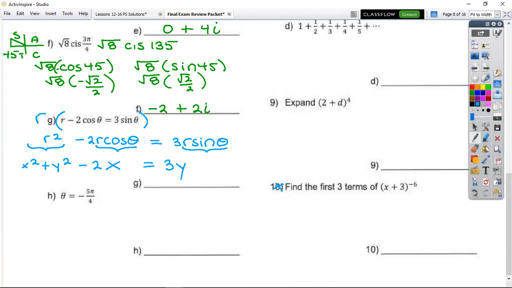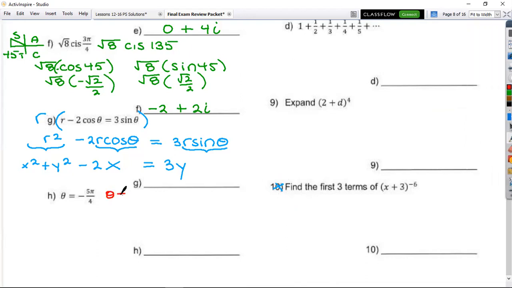All right, so letter H, I'm going to start and convert this first. So 5 times 180 is 900 divided by 4 is 225. So theta is currently negative 225. I like to work with positive angles, so I'm immediately going to add 360 to this. And that gets me 135. So 135 degrees is a quadrant 2 angle. So I go 180 minus 135 is equivalent to 45.